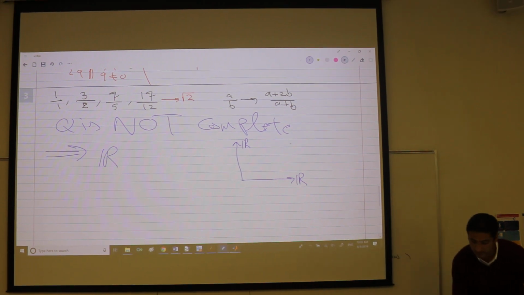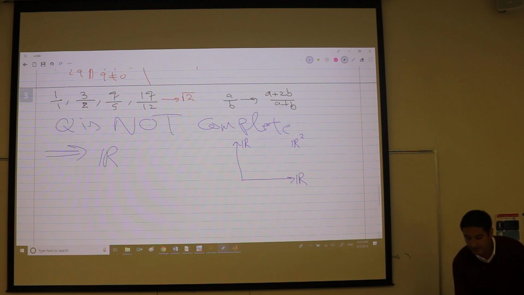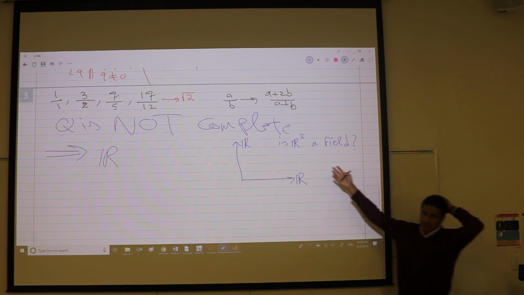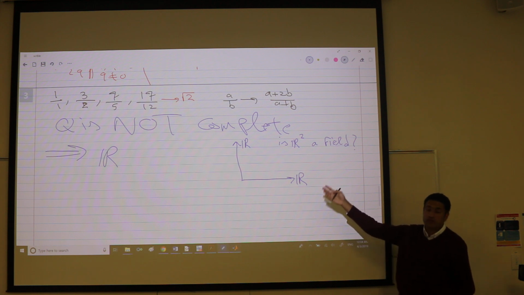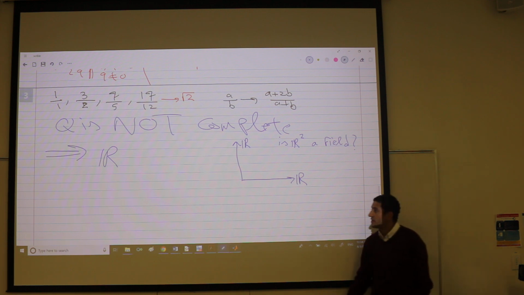R2, okay? This is the plane. Is it a field? Well, let's see. We can add two vectors. This is just vectors in R2, in the plane. We can add two vectors, get a vector. There is the zero vector, and there is the negative.